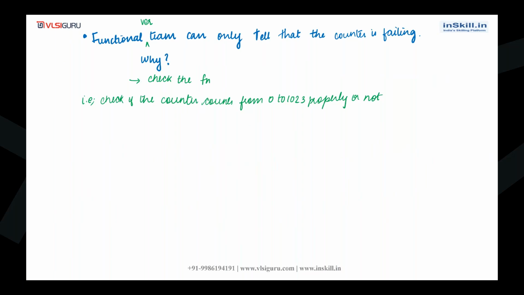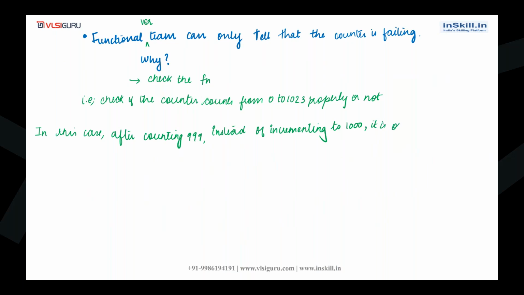So in this case, if you see, after counting 999, instead of incrementing to 1000, it once again counts 999. So that's why the counter is failed.